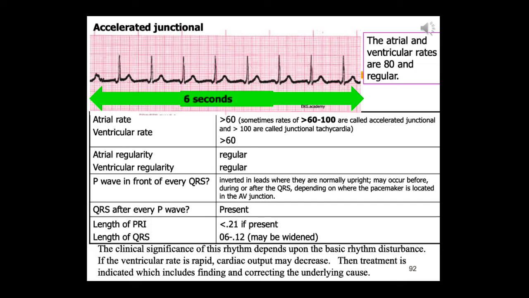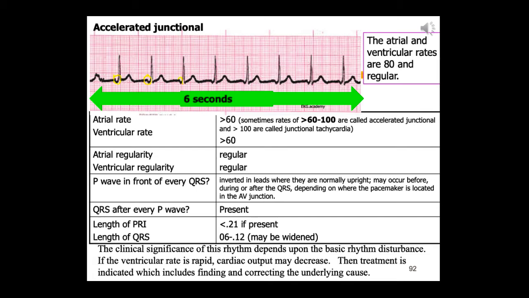Accelerated junctional rhythm is a junctional rhythm with a rate greater than 60 up to 100. This strip has a rate of 80 and is regular. We see that accelerated junctional rhythms are regular. P waves will be either inverted before or after the QRS complex, or they will be buried within and we will not see them.